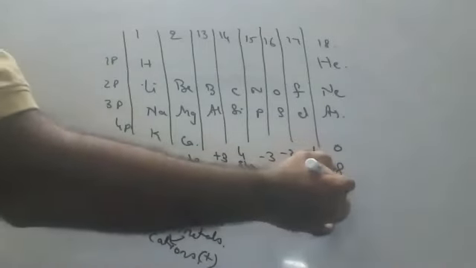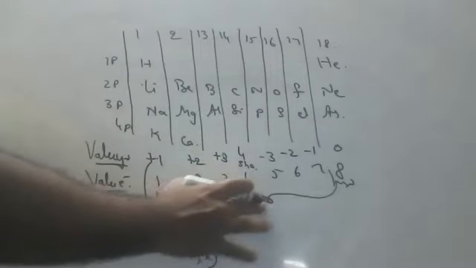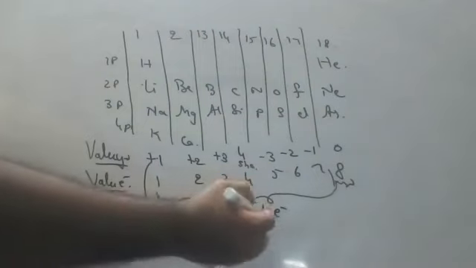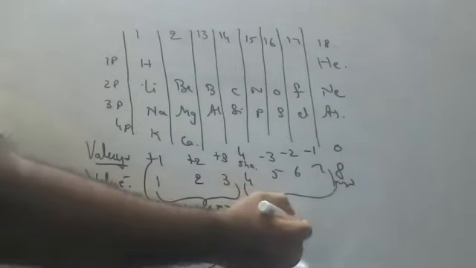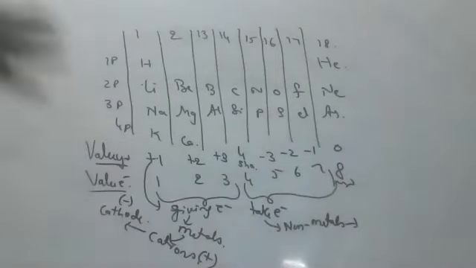Till here, children, this I won't discuss. The 18th group we should never discuss, children. And they all take electrons. Why do they take electrons? To attain stability, and they are called non-metals. Whoever takes electrons is called a non-metal. Non-metals take electrons, so they form negative ions.